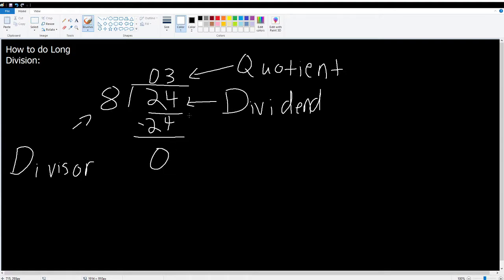Once you get 0, you can stop. You don't have to do anything else. So my quotient here, or my answer to this division problem, is 3. 8 times 3 is 24, and 24 divided by 8 is 3. All right, let's do another simple one.